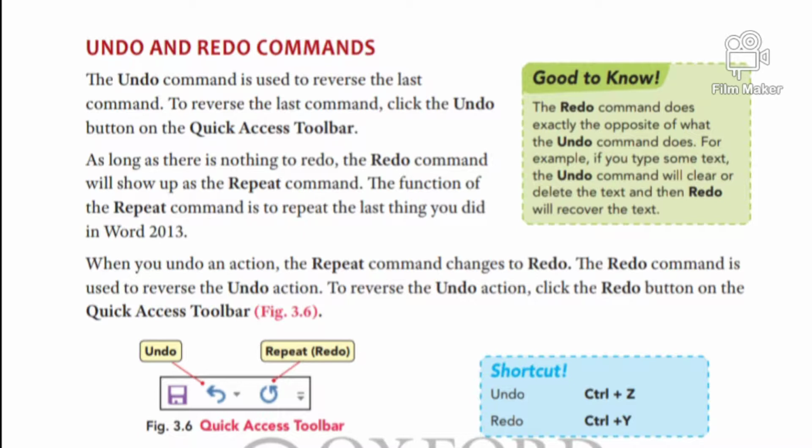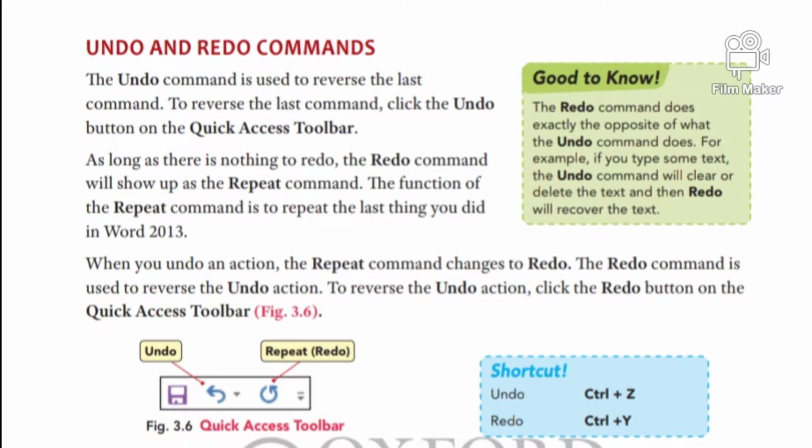It reverses the last command that you have given. To reverse the last command, click the undo button on the quick access toolbar. And where is this undo and redo command available in Word 2013? It is available in the quick access toolbar. Okay, as it is shown in figure 3.6, there is an arrow option toward the left side. So it is the undo command, and what is the function of this key? The function of this key is to reverse the last command.